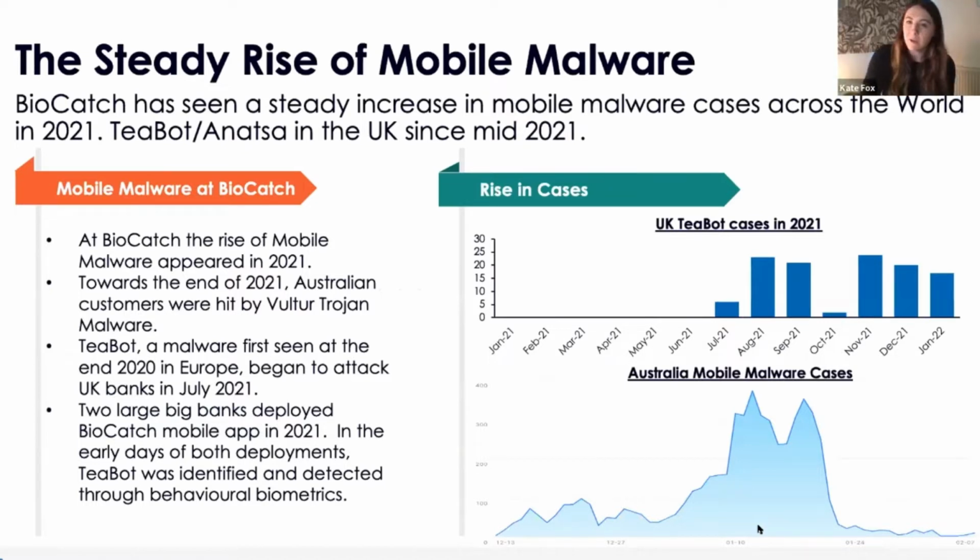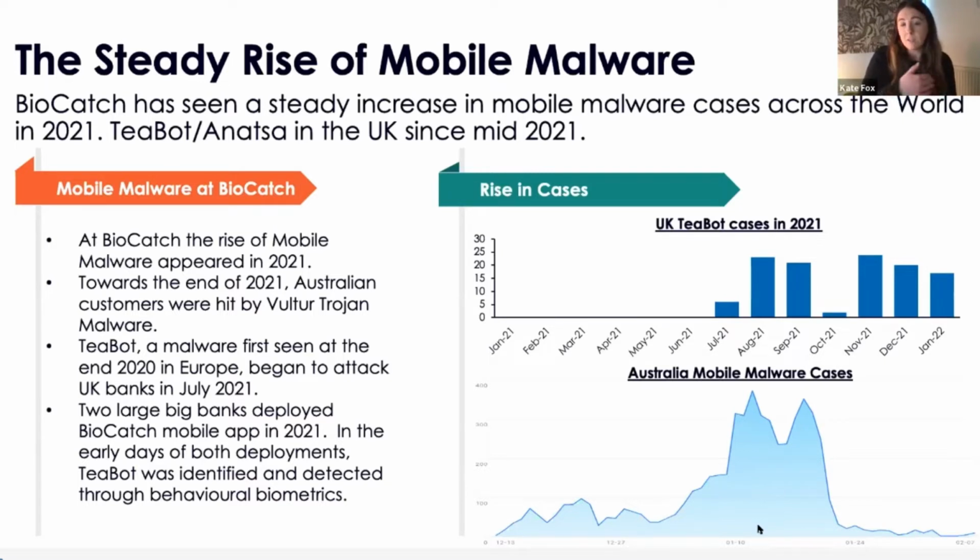So within BioCatch, we're starting to see a steady rise of mobile malware, as mentioned, mainly in 2021. Towards the end of 2021 in Australia, we saw the Vulture Trojan malware, and in your bottom right-hand graph you can see that spike for the last Q4. And T-Bot, which is the one I'm mainly going to talk about today, we saw within the UK banks in mid-2021, but it appeared in Europe towards the end of 2020.